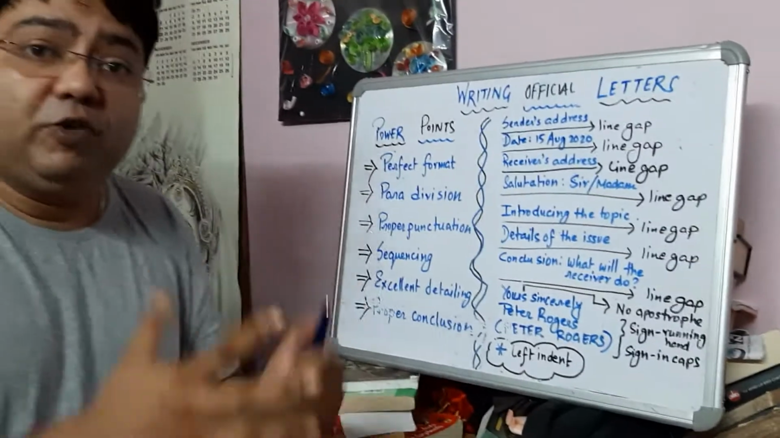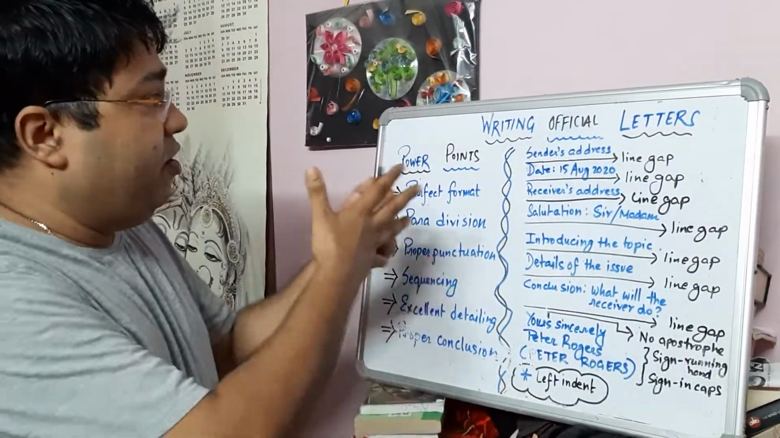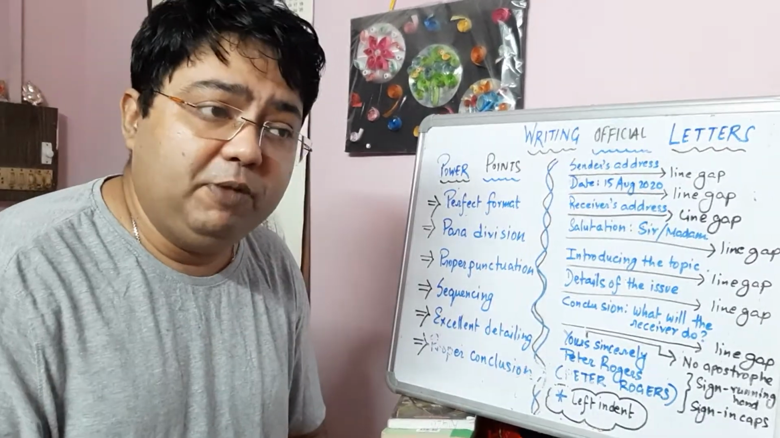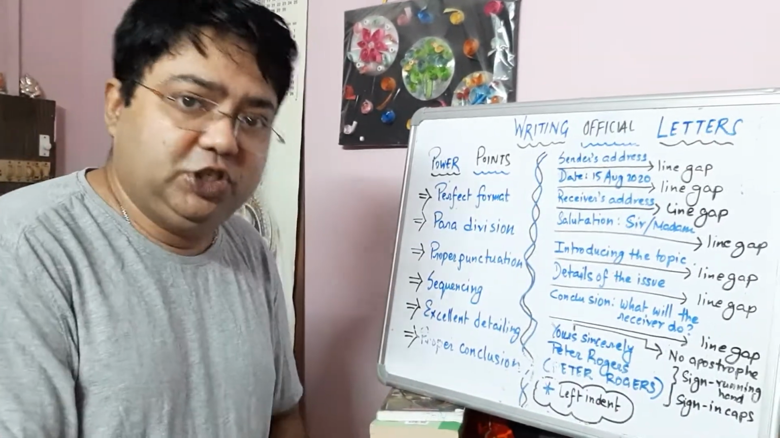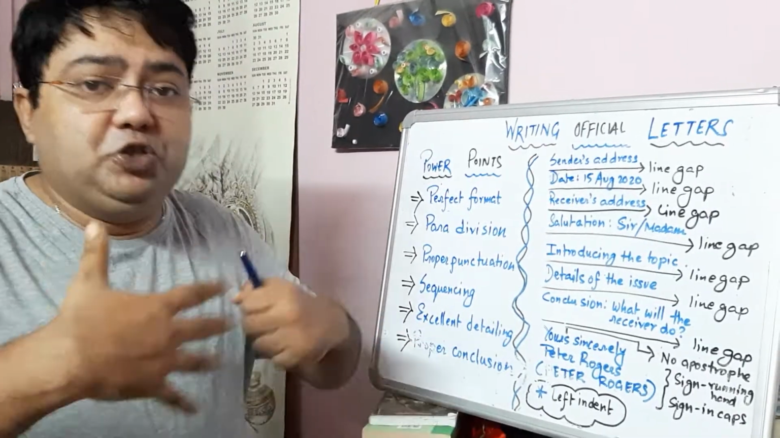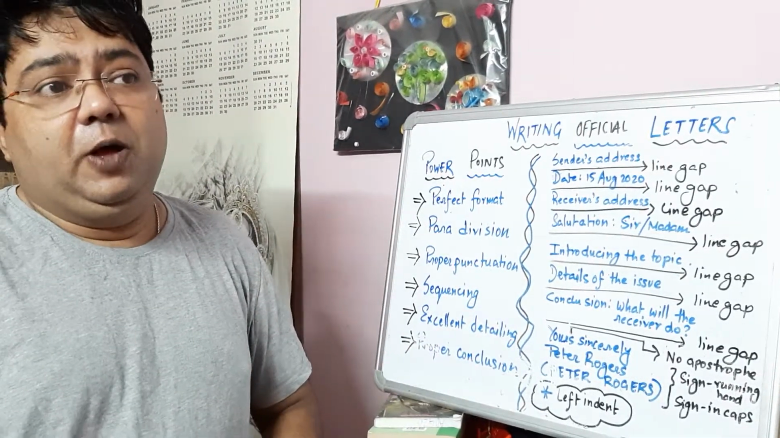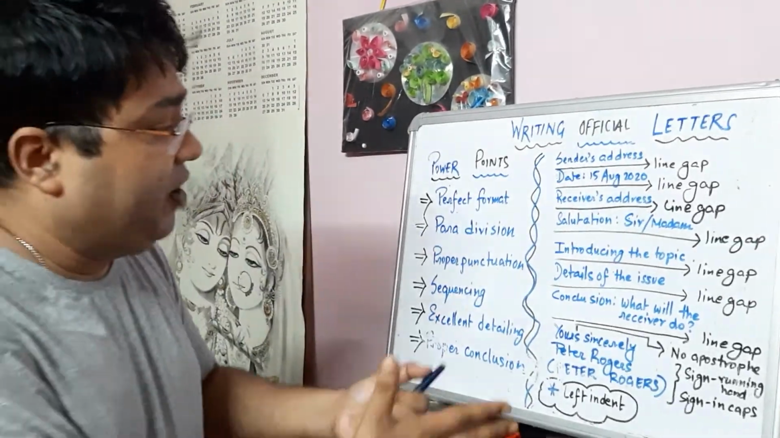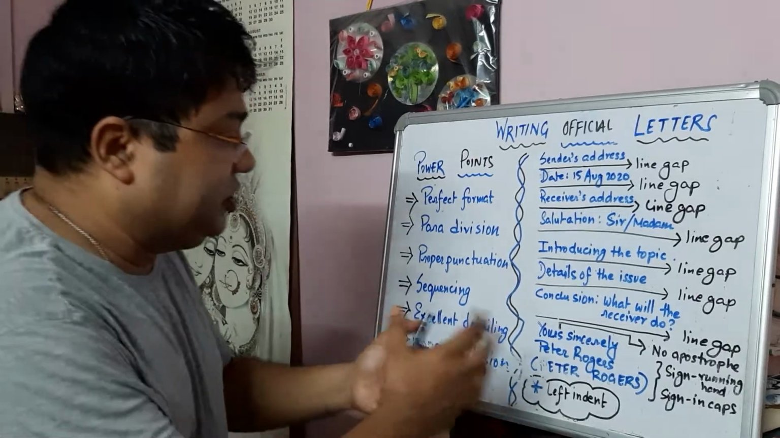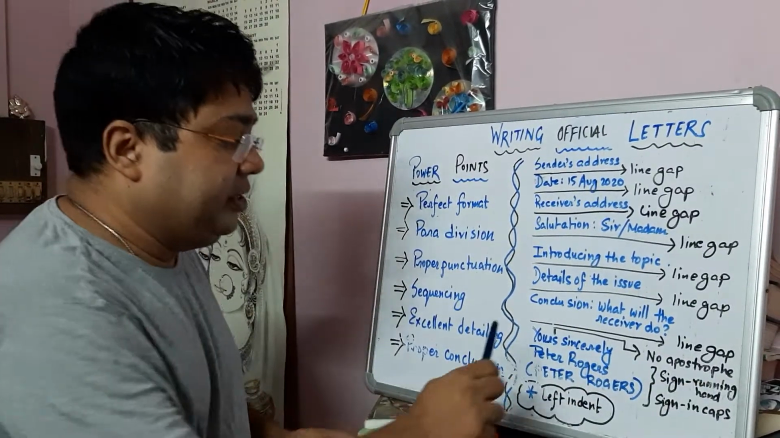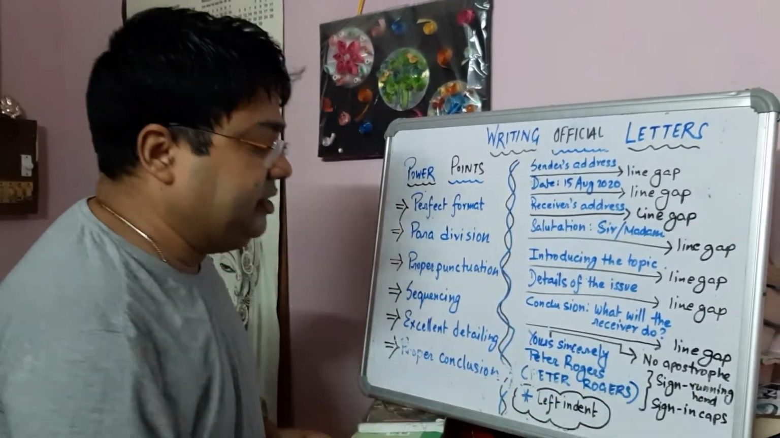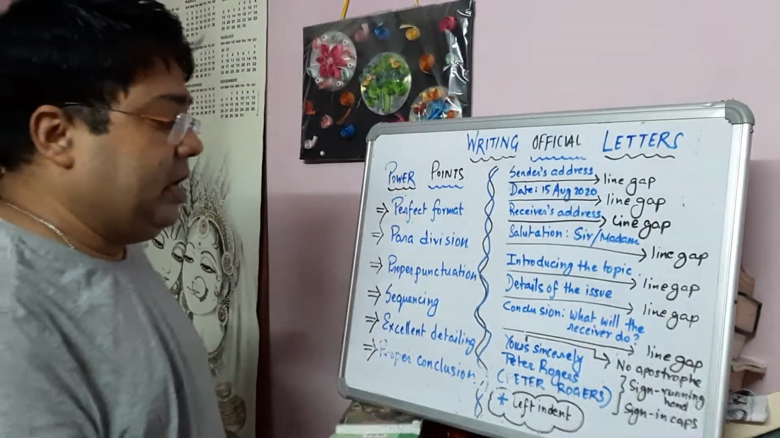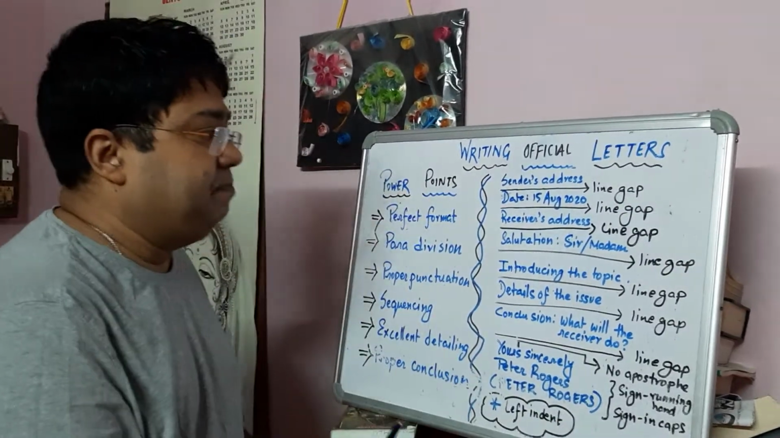Then the conclusion. What will the receiver do? If he is the mayor of a corporation, he will try to solve the problem. If he's an editor, he will publish the letter, and so on. So what do you expect as a writer to be done with this letter? And then finally the ending part, Yours sincerely, no apostrophe, the name of the person in running hand and the name of the person in capital letters. More importantly, you have to remember the left indent part.